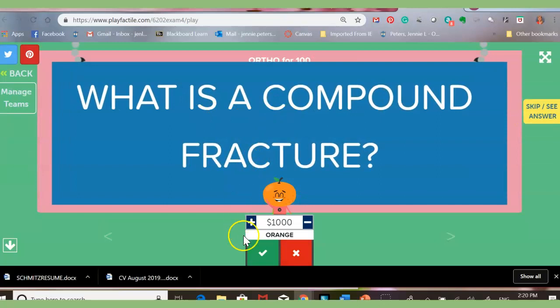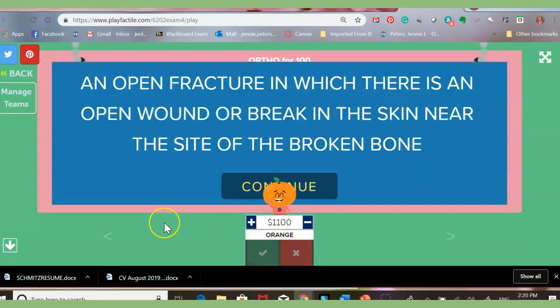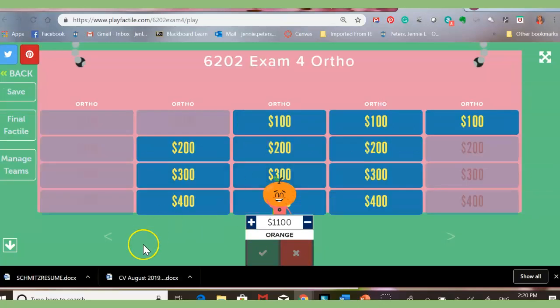And now we have the compound fracture. Those are your open fractures. So there's an open wound or break in the skin near the site of the broken bone. All of these require splinting, and most require eventual casting. It just depends on where it's at.